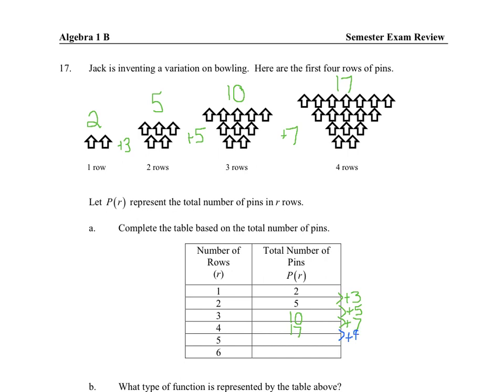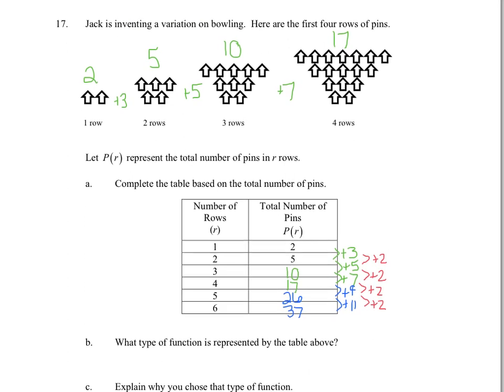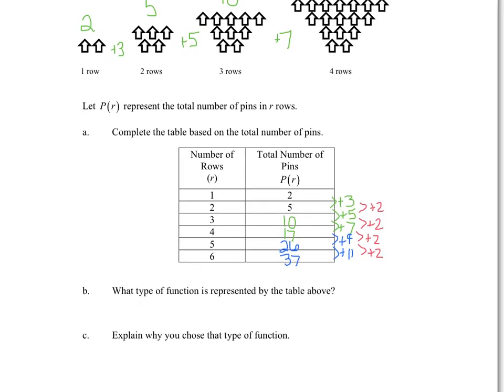17 plus 9 is 26. 3, 5, 7, plus 9, now we're going to do plus 11. 26 plus 11 is 37, and there's our table. What we can also see from this is that we've got plus 2, so this must be plus 2, plus 2. We have a quadratic function, and that is actually our next question.